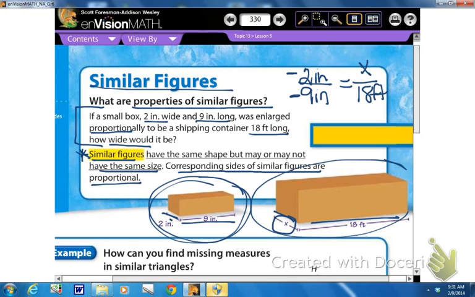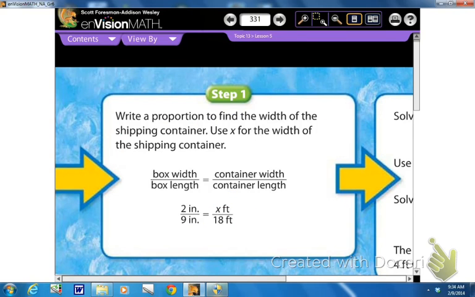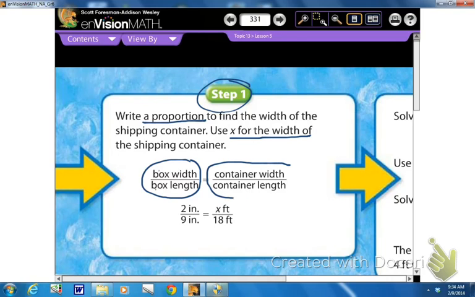Let's look at the next page. Step 1, write a proportion. Basically what I did on the other page here. To find the width of the shipping container, use X for the width of the shipping container. So they set up this proportion. We have the first box here with width to length, and the second container here, same setup, width to length. So box 1, width is 2 inches, length is 9 inches. Container 2, width is, we don't know, X, and container length is 18 feet.